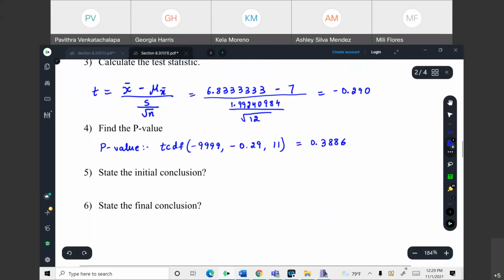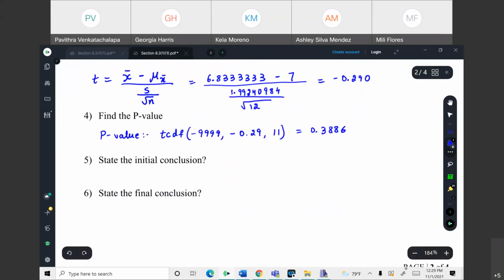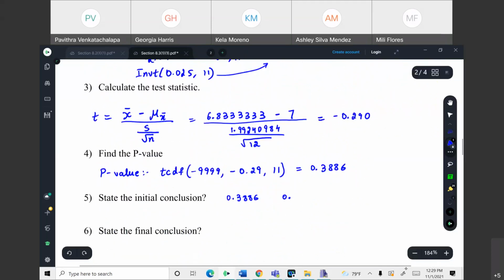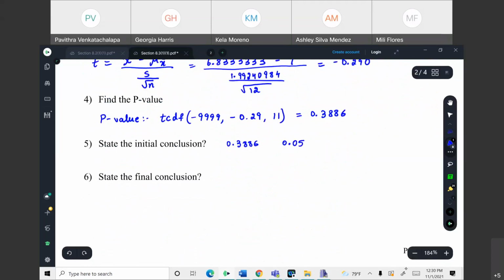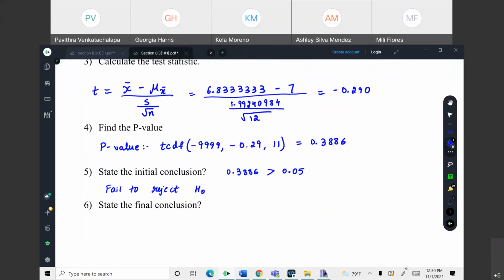Now that we found the p value and we know the alpha, which is 0.05, all you have to do is state the initial conclusion. Now, is p less than alpha? P is 0.3886 and alpha is 0.05 given in your example. Now 0.3886 is greater than 0.05, so it is fail to reject H0. Fail to reject H0.